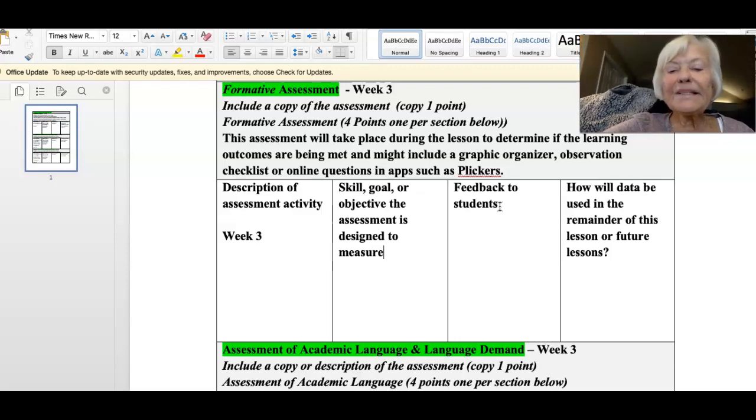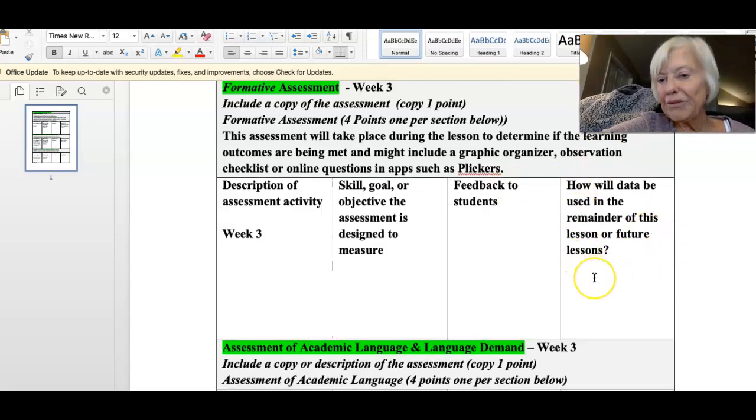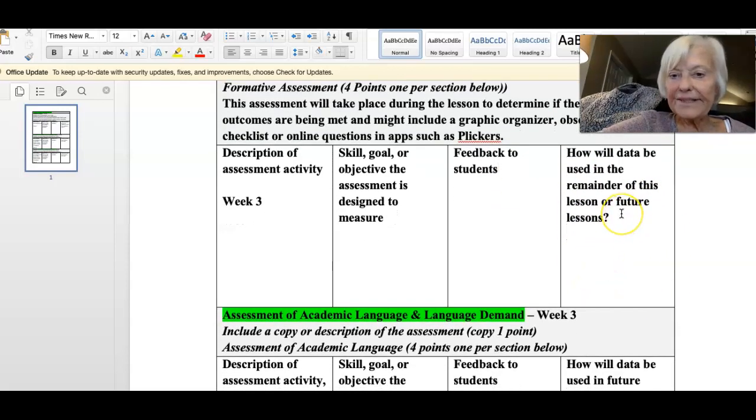But what it means instead is that how will you give your feedback to the students? Will you be writing very specifically on their paper, which kind of depends on their grade level for them to be able to get that? Will you be sharing with groups that have missed similar points, or you will be maybe just giving feedback individually to students? And then how will the data be used for the remainder of this lesson or future lessons?